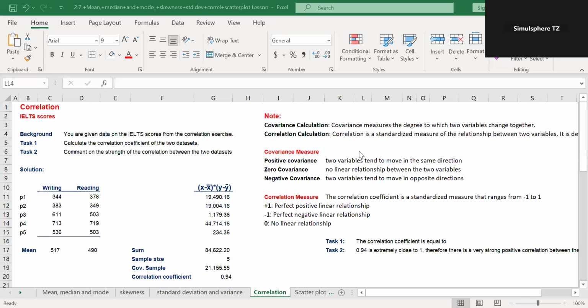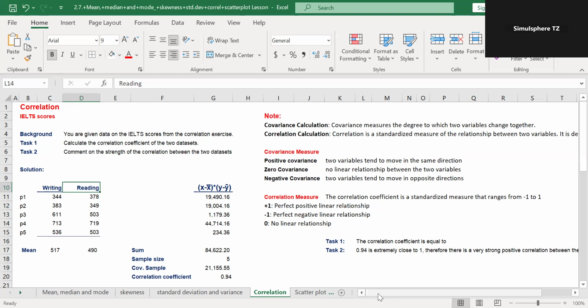Hello, everyone. Today, we are going to be looking at the correlation concept. We have a task. We are given data on IELTS scores, and we need to perform the correlation exercise. First, we need to calculate the correlation coefficient of the two data sets, that's for writing and for reading. And then we need to comment on the strength of the correlation between the two data sets.